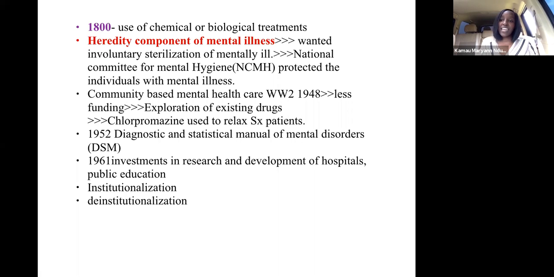So fast forward to 1948, now we have World War II. There is less funding to health care, because all the money is being invested in war. So it forced the doctors and medical personnel to start exploring drugs that already existed for other diseases to try and use them for mental illnesses, for example schizophrenia. An example for this disease is chlorpromazine, which was used to relax patients during surgery. For the pharmacists, it's an antihistamine. So now they started using such drugs, and they tried to repurpose such drugs.